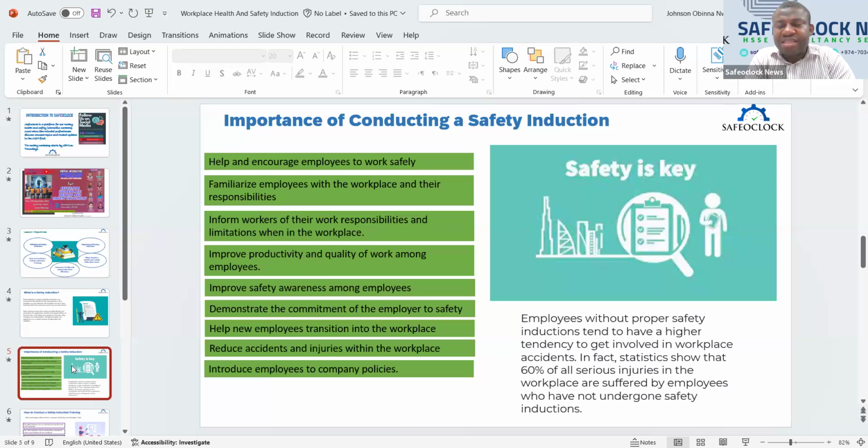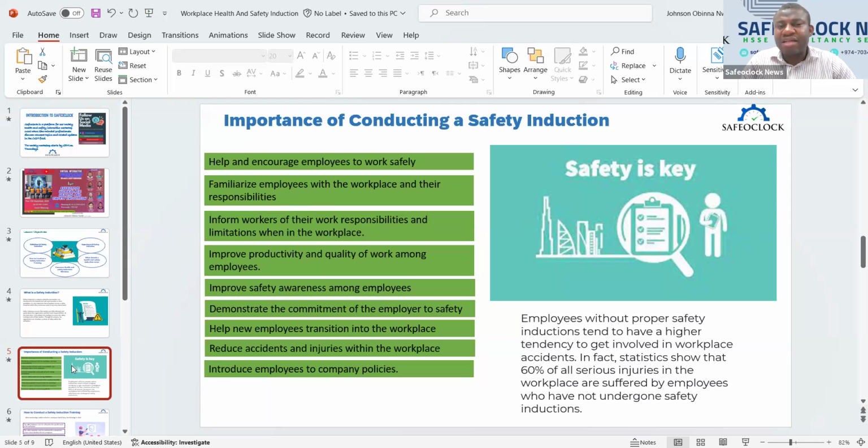What is the importance of health and safety induction? Why do we actually do health and safety induction? What are the gains? One of them is it encourages the employees to work safely. Because during the health and safety induction, you would have given instances of what happened where people did not work safe, and the safe practices and what is required of them. And when that is done properly, then the employees are definitely going to work safely.